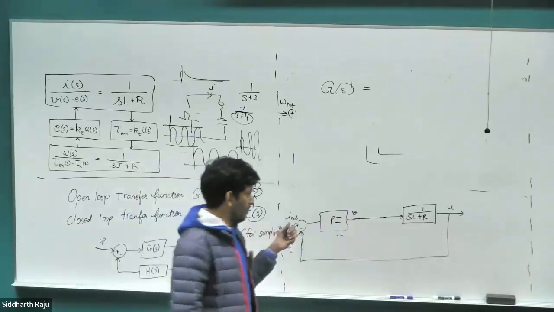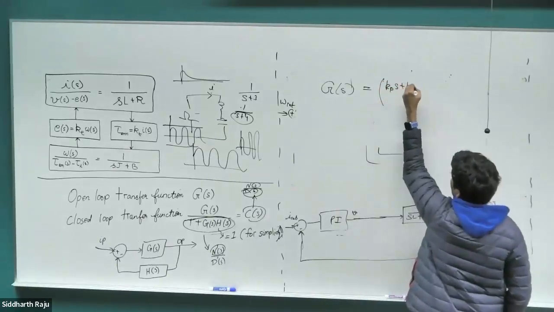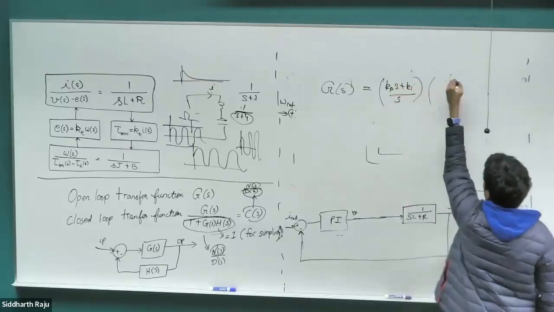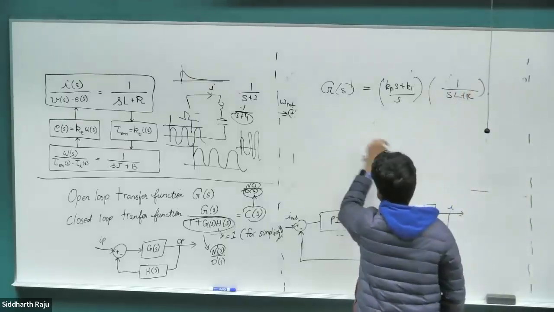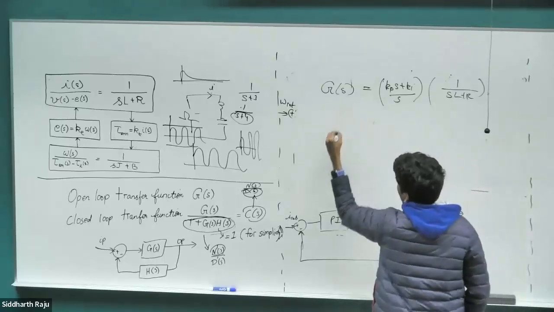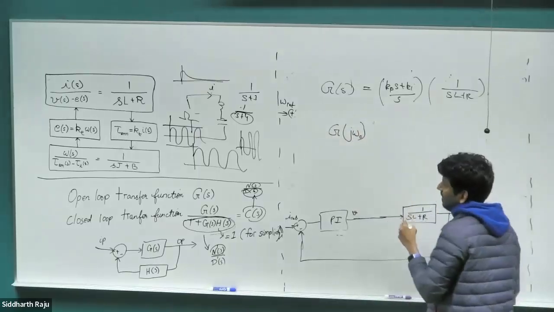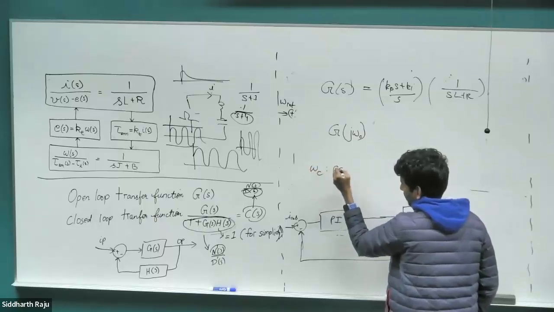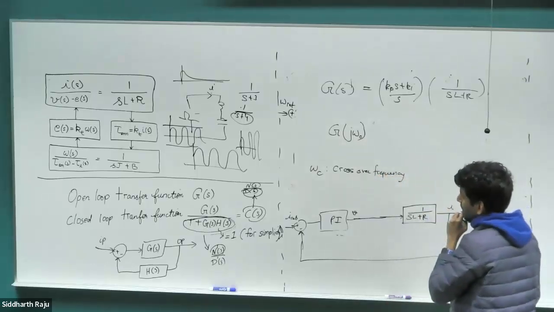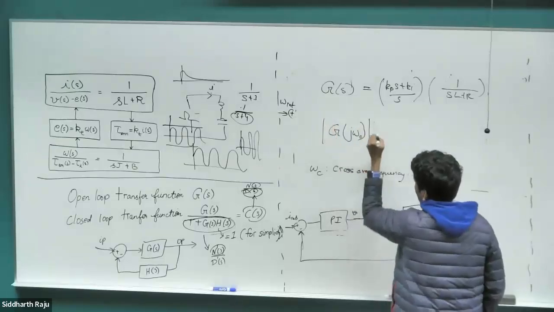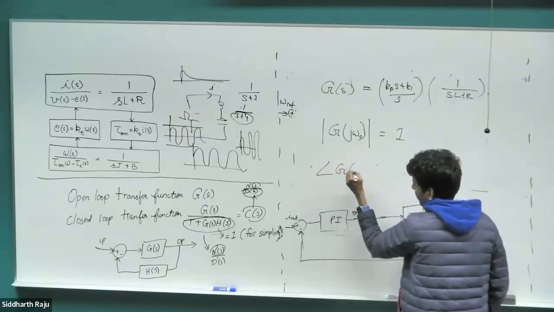Just multiply the two, right? So multiply the two, perfect. So it's just the PI controller transfer function, KPS plus KI divided by S, and the electrical system transfer function 1 by SL plus R. Now, we're going to do a couple of things. Let's say at some frequency, let me call it omega C, the crossover frequency, the magnitude of this transfer function equals 1. What should be the angle of G of j omega for this to be stable?